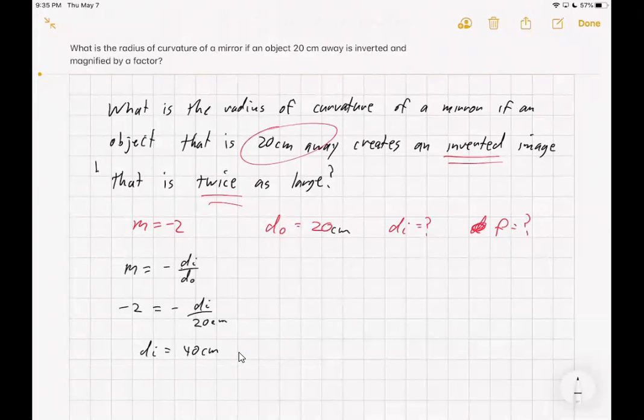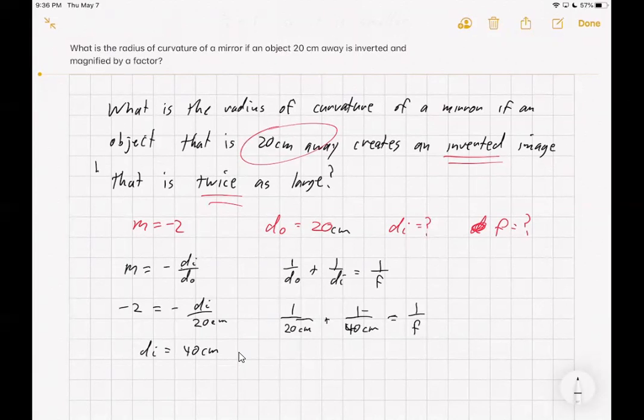Okay, so in this problem, we were first able to use the magnification to figure out DI. Now we haven't answered anything about the radius of curvature of the mirror. We need to go to the other mirror equation. And remember, if we can find the focal length, we can just double that to get the radius of curvature. So now we know 1 over DO, which is 20 centimeters, plus 1 over DI, which is 40 centimeters, must equal 1 over the focal length.